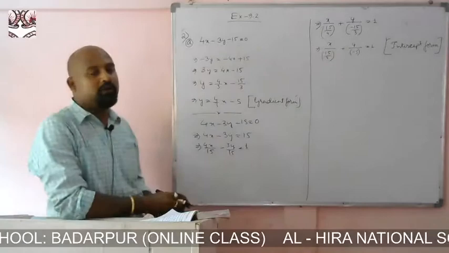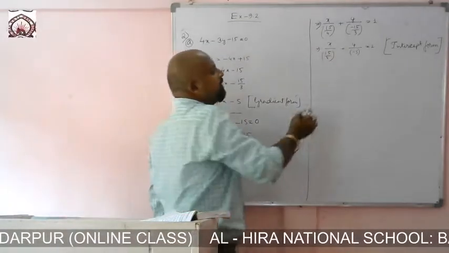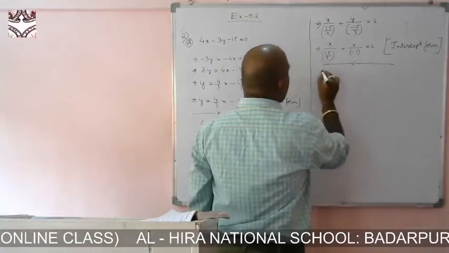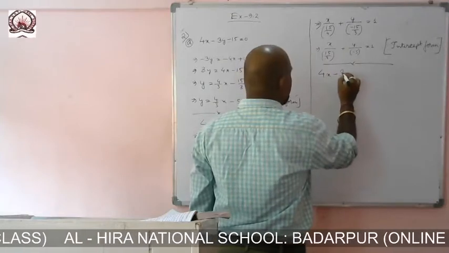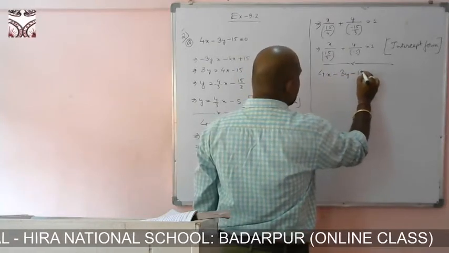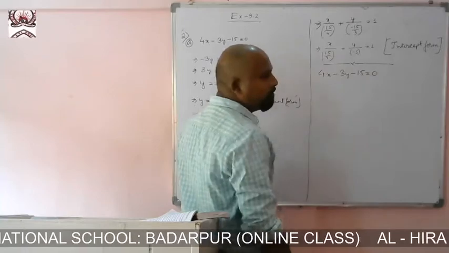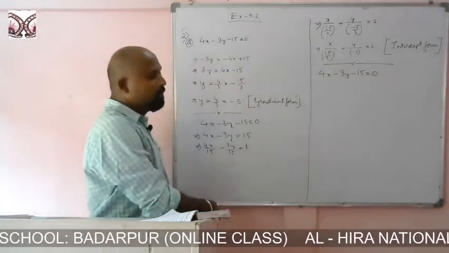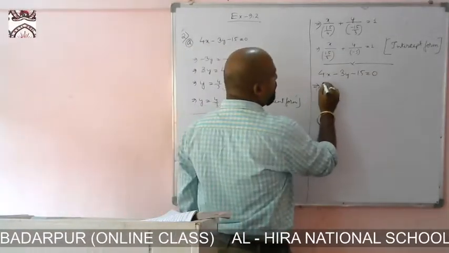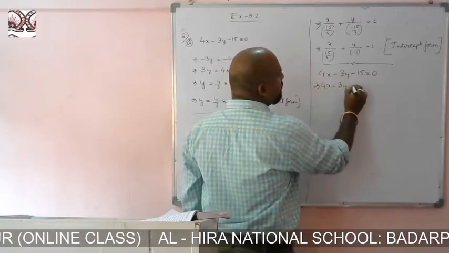Now next, what do we have to do? We have to convert it into what form? Normal form. So the equation is 4x minus 3y minus 15 equals 0. Now what are we getting here? 4x minus 3y equals 15.